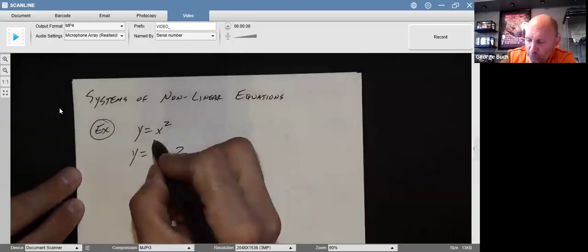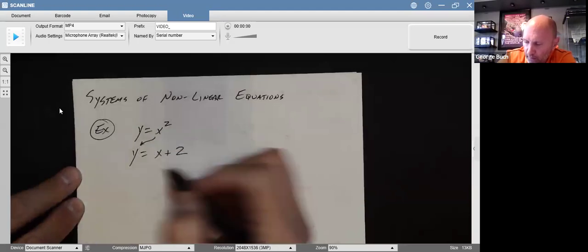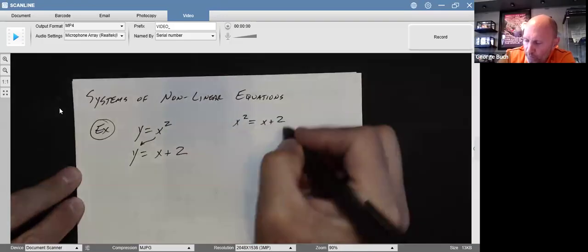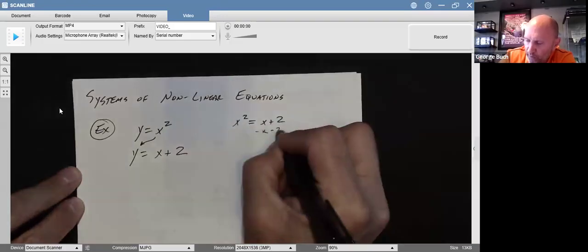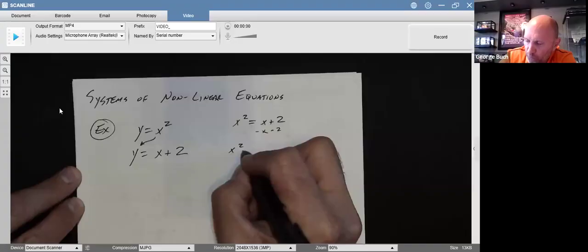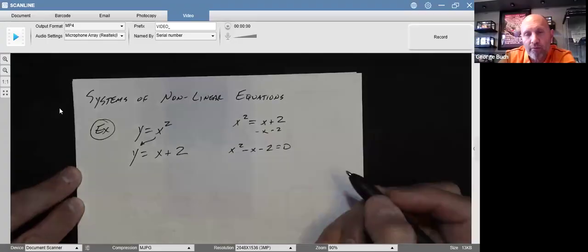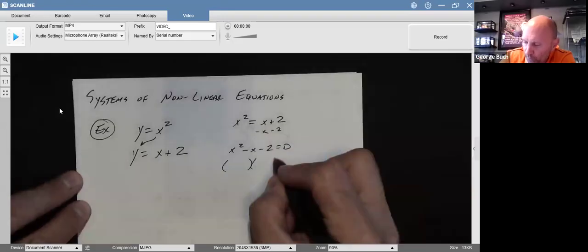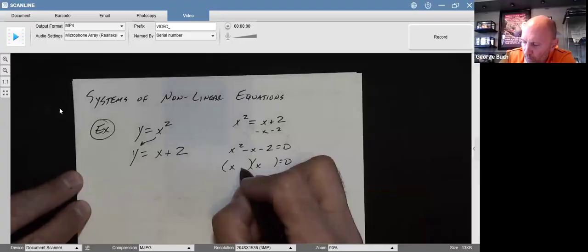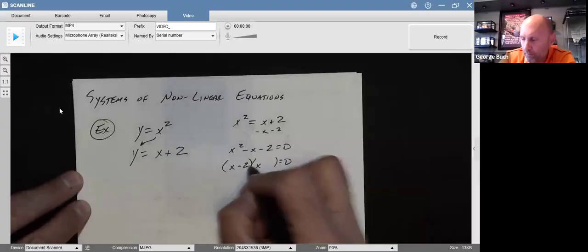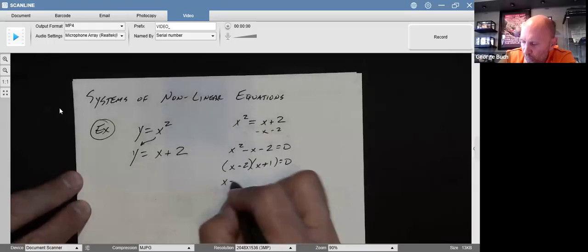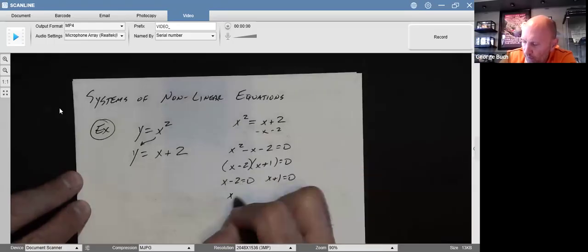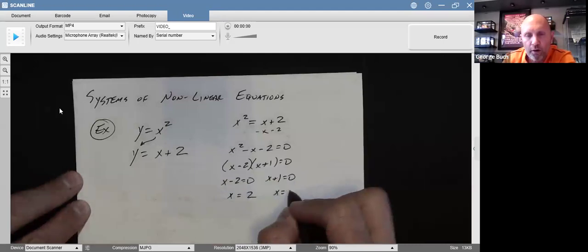So if I do substitution and I plug this in, I get x squared equals x plus 2. So if I subtract x and subtract 2, I get x squared minus x minus 2 is 0. So now we have a quadratic equation. We can factor and use the zero product property. So I get x minus 2 and x plus 1. So x minus 2 is 0, x plus 1 is 0. So x is 2 and x is equal to -1.